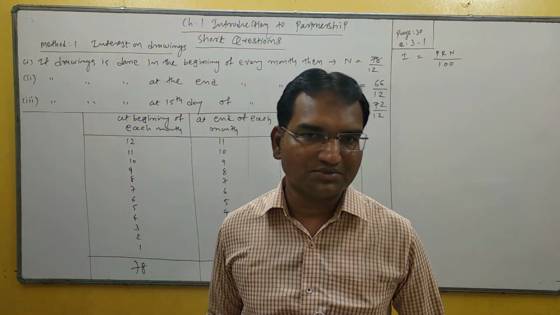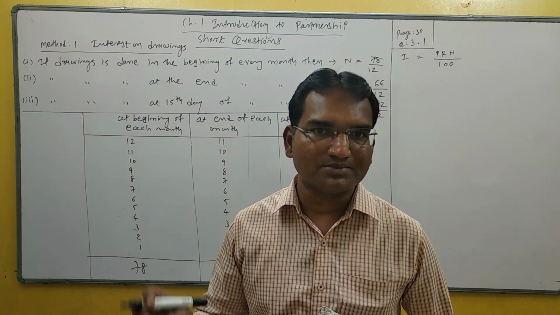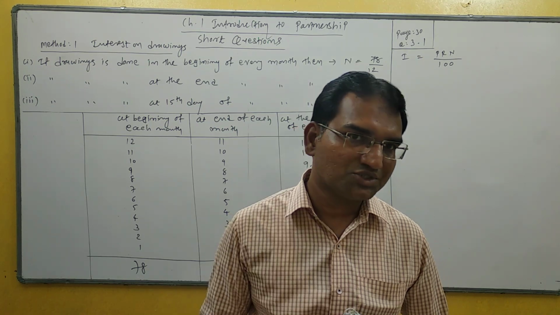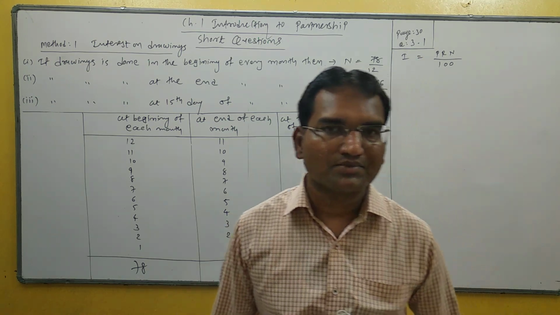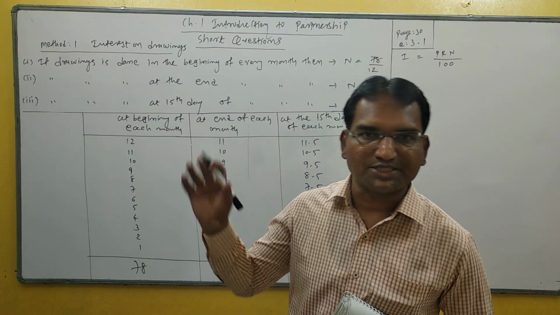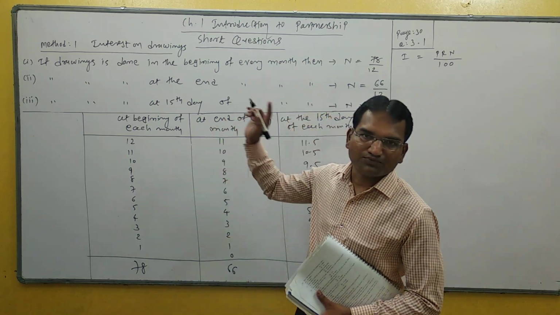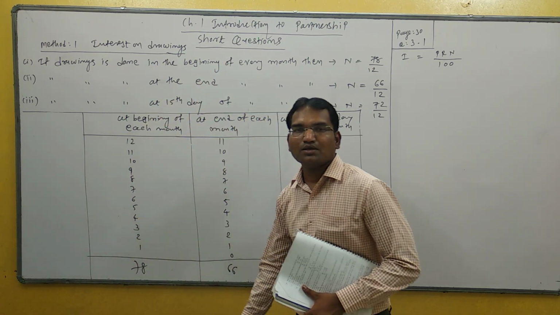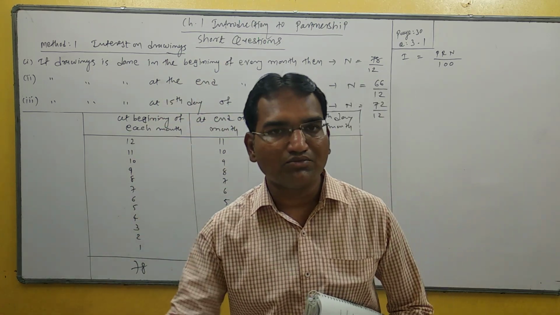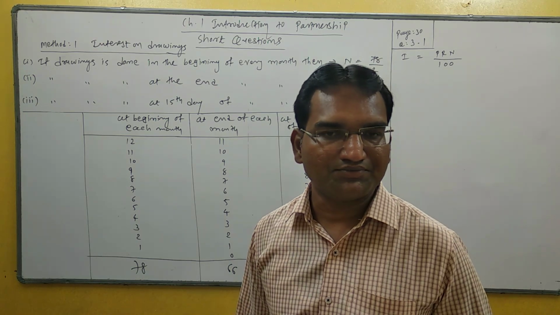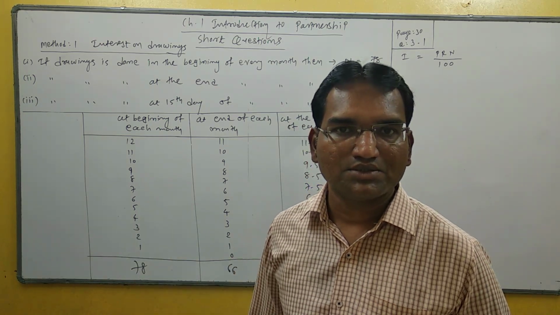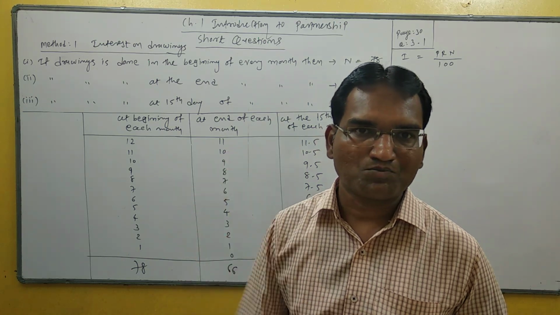In this lecture we are going to calculate some short questions. One short question of 3 marks is asked in the board examination from this chapter. So the first method is selected, interest on drawings. Students, when a partner withdraws an amount from the partnership firm, then the partnership firm charges interest on drawing.